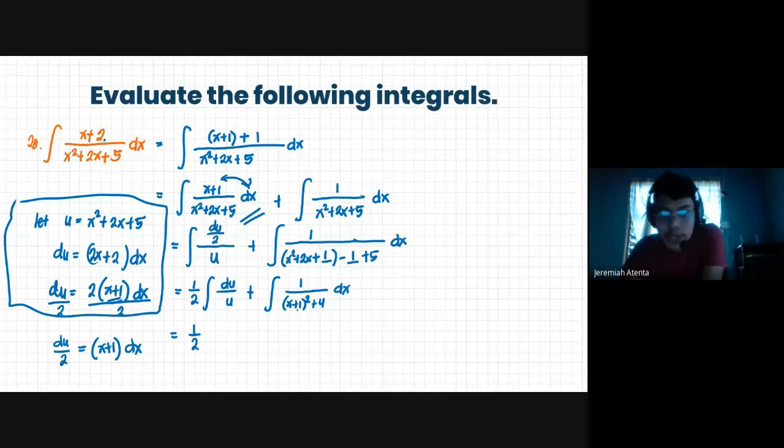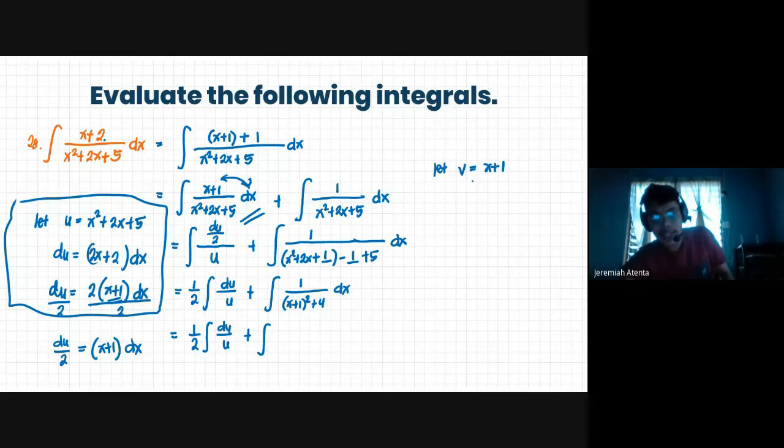Later na lang. Let's substitute muna x plus 1, para sabay natin silang i-integrate. Du over u, but the integral is ln absolute value of u. Plus the integral of. So in this case, we will let v be equal to x plus 1. Okay? So this will become dv equal to dx. So therefore, this will become dv over v squared plus 2 squared. Ayan.